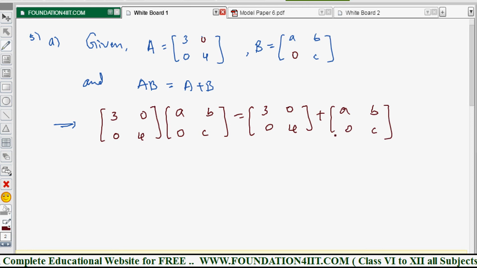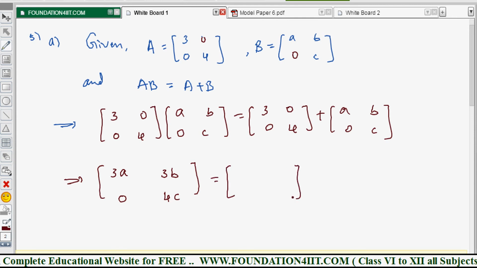On the left side you multiply, and on the right side you add both. First row, first column: 3 into A is 3A and 0 plus 0 is 0, so 3A. Again first row, second column: 3B plus 0 into C, so it's 3B. You already know matrix multiplication. Second row with first column: 0 into A is 0 and 4 into 0 is 0, so the value is 0. Again second row, second column: second row from the first matrix and second column from the second matrix, that is 0 plus 4C. So 4C it is.